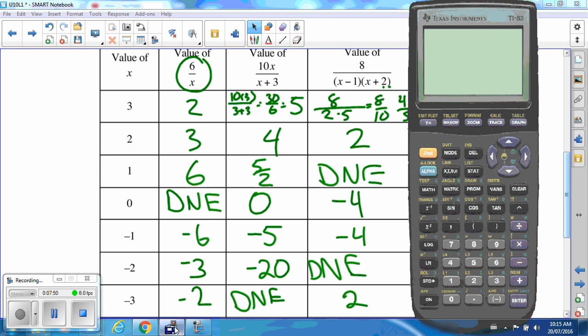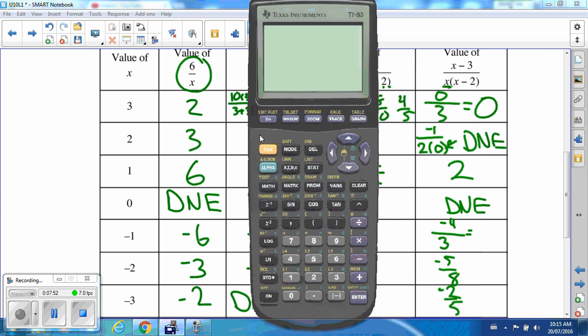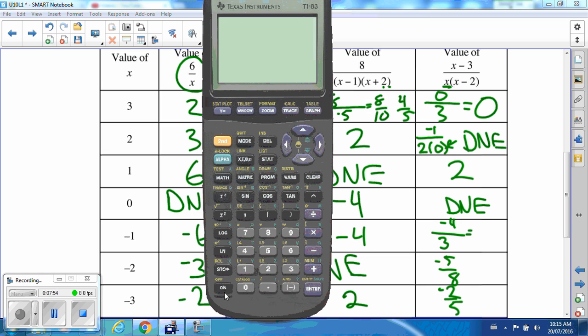You know, I'm just going to cheat for that last row. I'm going to show you some things. I'm going to go into my calculator, turn it on, hit y equals, clear that out. Now, when you're typing things in your calculator, bracket your entire numerator. X minus 3, close bracket. I'm also going to bracket my entire denominator. X, bracket, X minus 2, close bracket, close bracket.